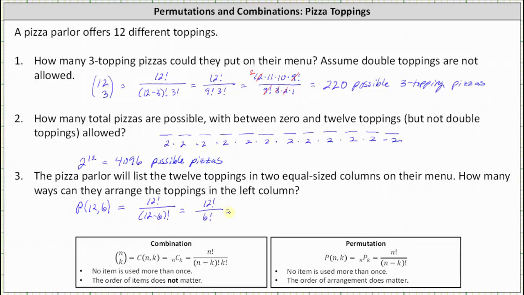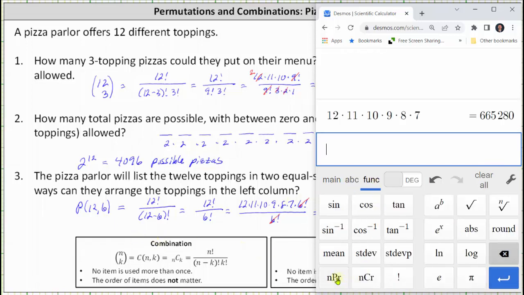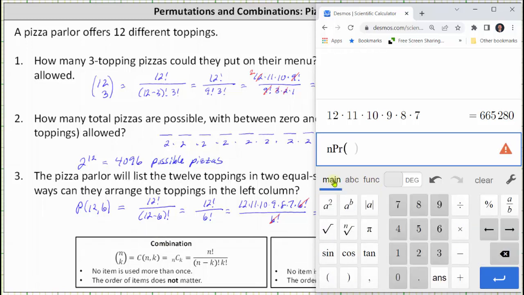Let's go and expand 12 factorial until we reach 6 factorial. 12 factorial is equal to 12 times 11 times 10 times 9 times 8 times 7 times 6 factorial, all divided by 6 factorial. 6 factorial divided by itself simplifies to 1. And now we go to the calculator. 12 times 11 times 10 times 9 times 8 times 7 is 665,280. Or we could enter 12 permute 6 by clicking function, the permutation function, main keyboard, 12, 6 for the same result.